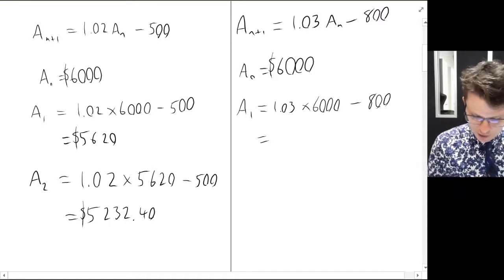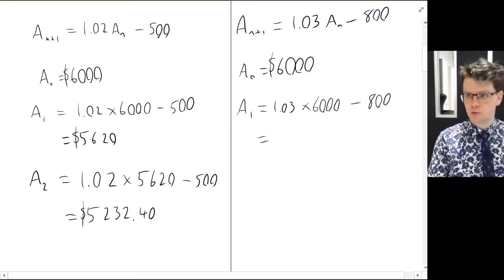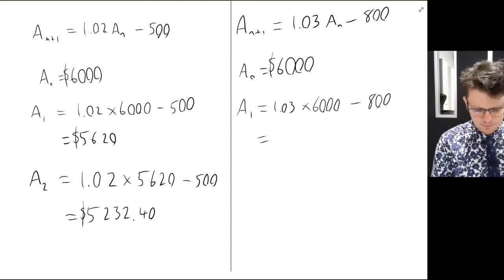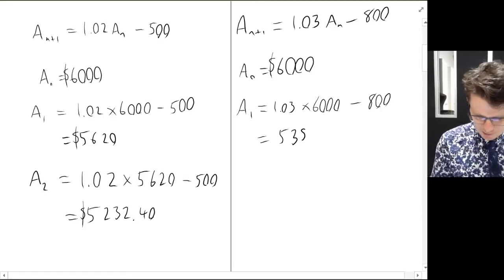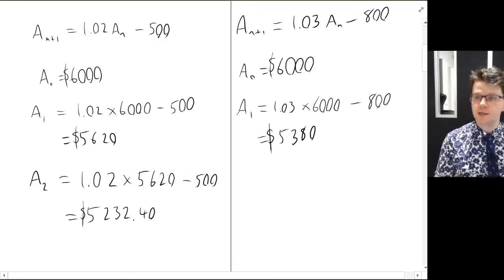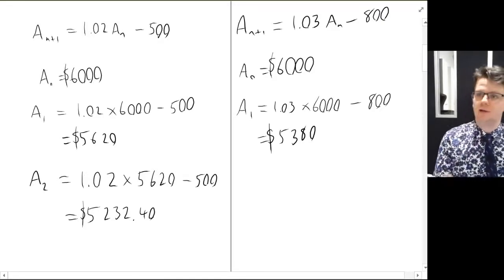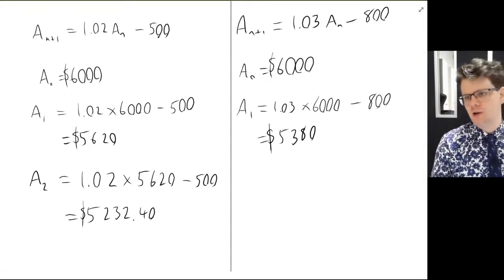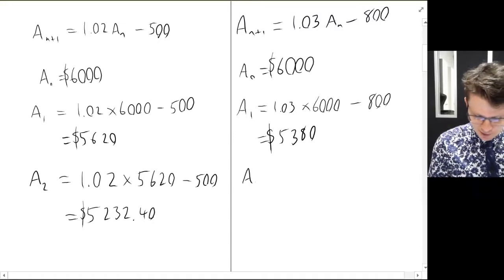So at the end of one quarter, because yours is talking in quarters, it's going to be 1.03 times 6,000 minus 800. So $5,380. And you'll see that yours will shrink a lot faster than mine because your payments are greater. So your A2 should be even smaller then.